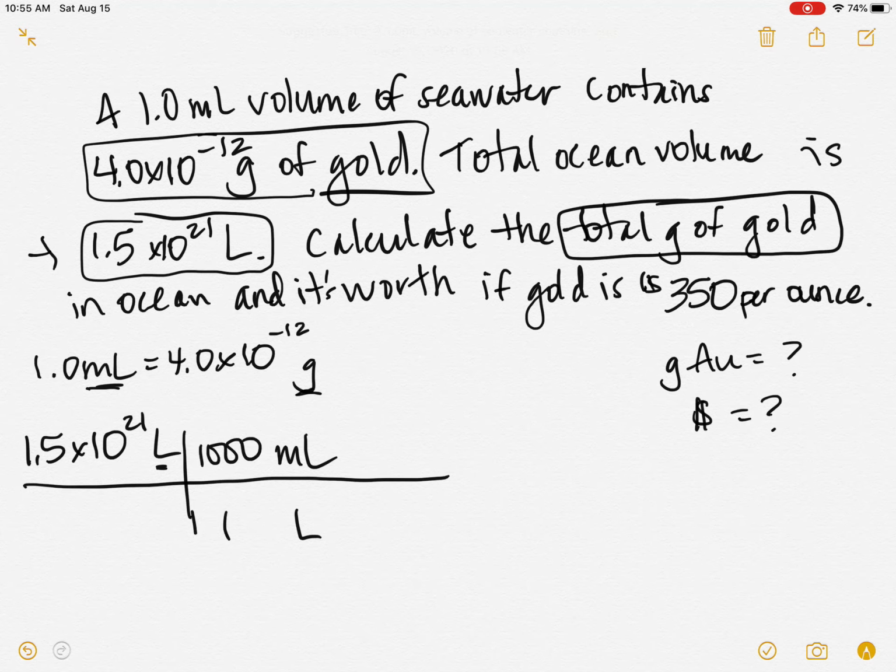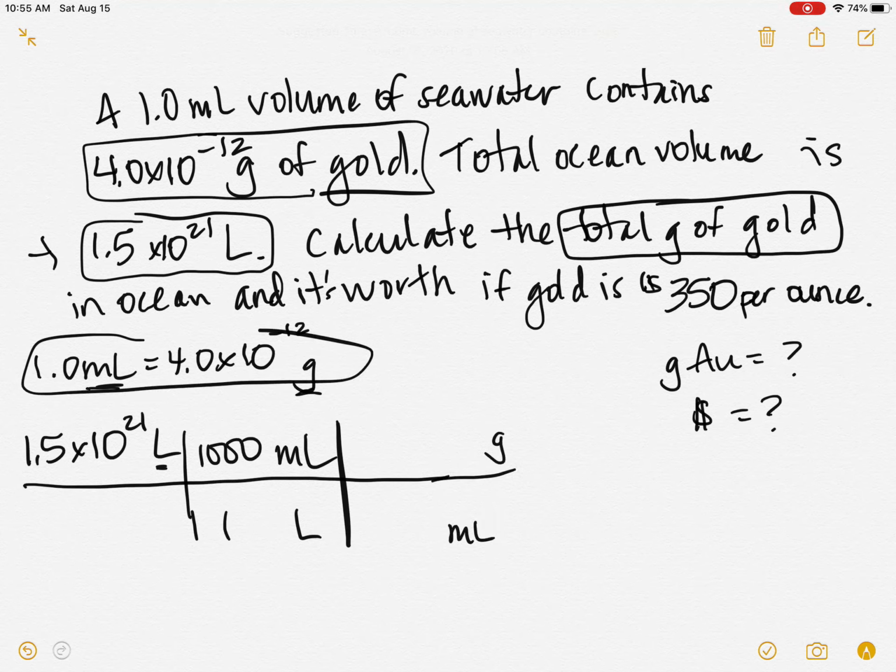And that in 1 liter, there are 1,000 milliliters. Okay, and now I can use this conversion factor and it will let me take my milliliters and turn it into grams, because this problem told me that in 1 milliliter of ocean water, there's this many grams, right? Now this conversion factor is not like 12 inches in a foot per se, but it's a conversion factor in this problem, and so I can use it. So if I do this math correctly, I will get my grams of gold.